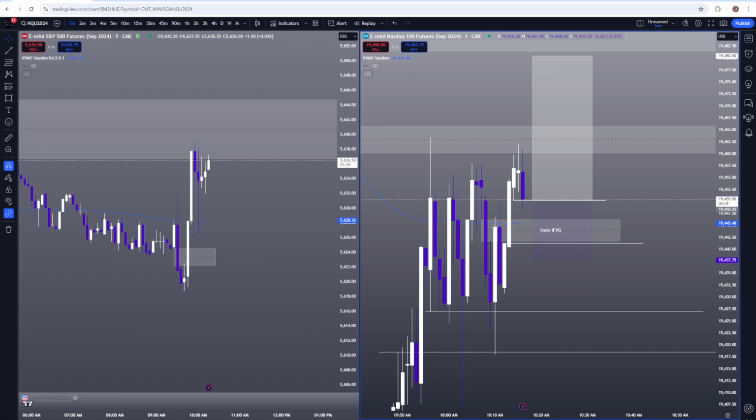Okay, we're starting to get reaction. Not enough yet for me to jump in, though. We're still looking too bearish on this 1 minute candle to jump in. Looking way too bearish right now.